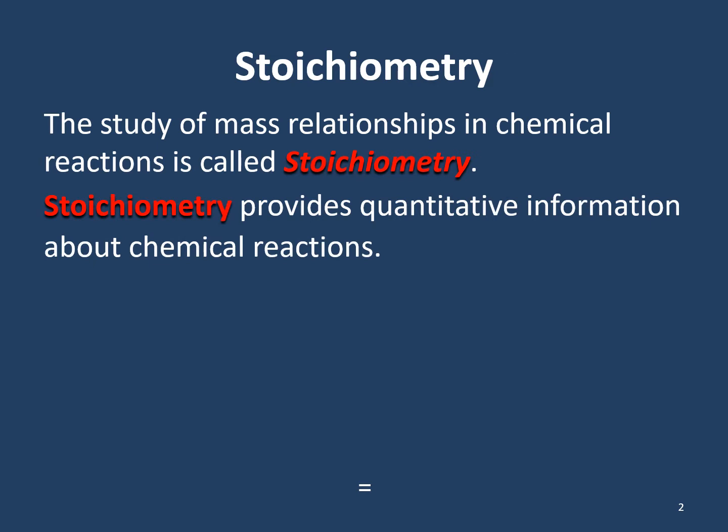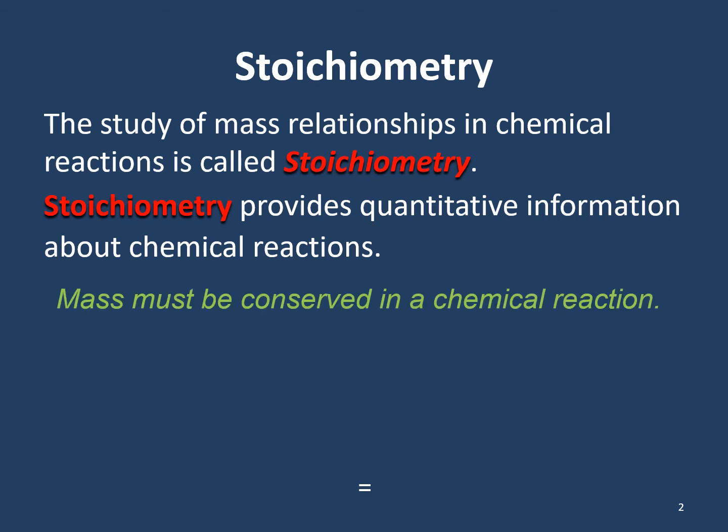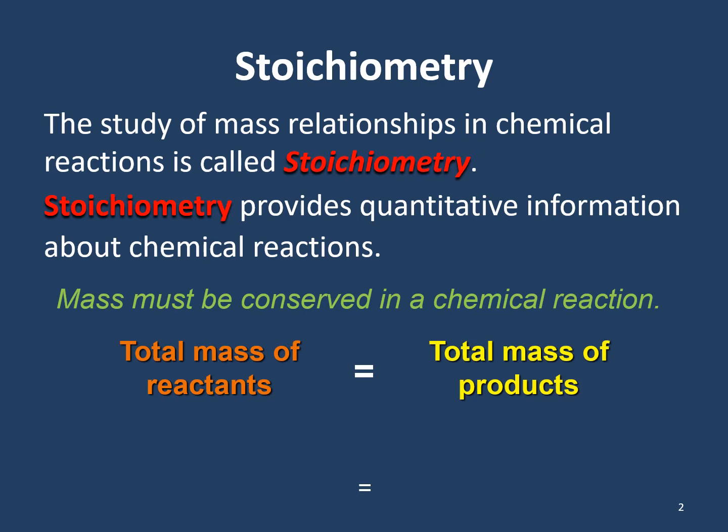It's going to give us quantitative numeric values for our chemical reactions, how much we make, how much we used, all these things. It's all based off the principle that mass must be conserved in a chemical reaction, just like anywhere else, right? The law of conservation of matter plays a big role here. In other words, the total mass of the reactants that react is going to be equal to the total mass of products that are made.